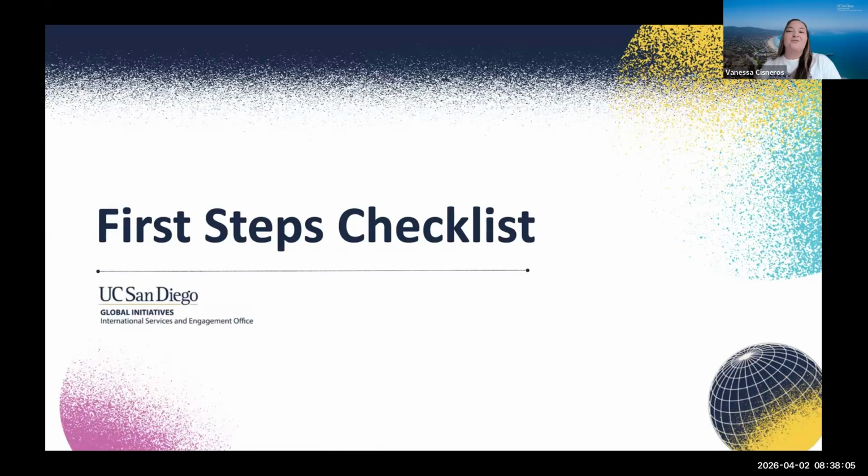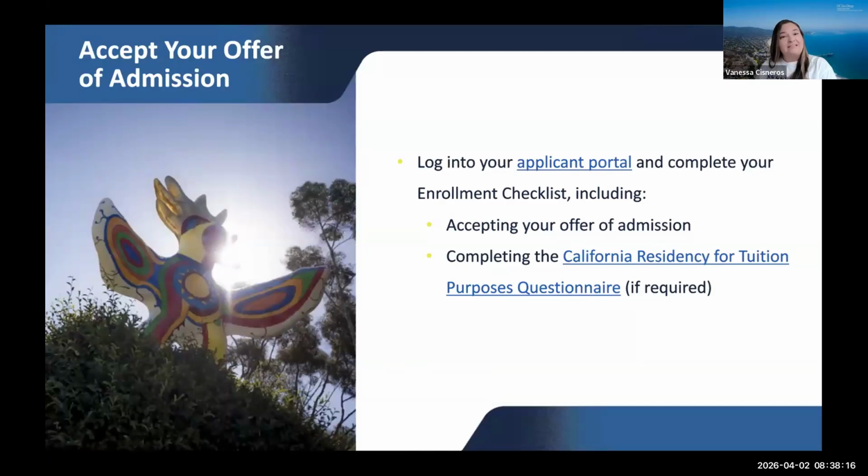Okay, thank you, Marie. I will now go over some of the first steps in the checklist to get you started on your journey to UC San Diego. First, please log into your applicant portal and complete your enrollment checklist, including accepting your offer of admission and completing the California Residency for Tuition Purposes questionnaire, if required.